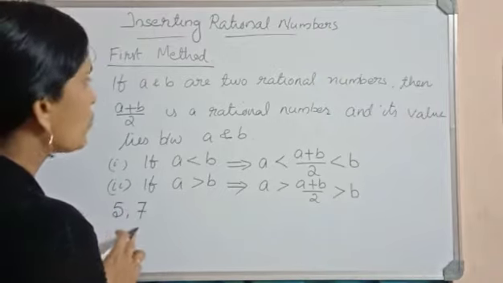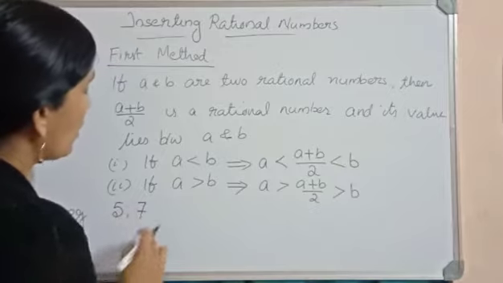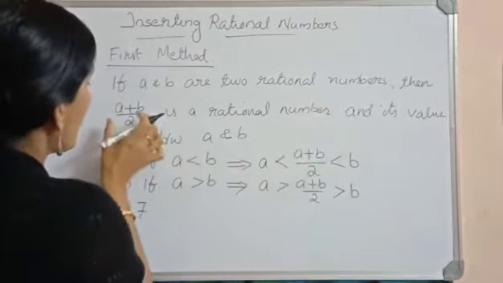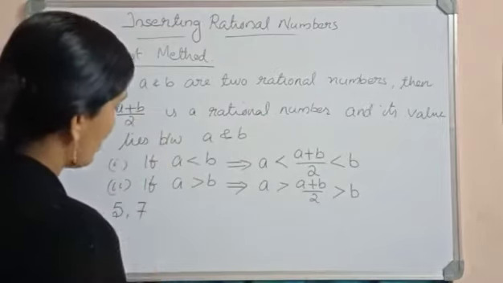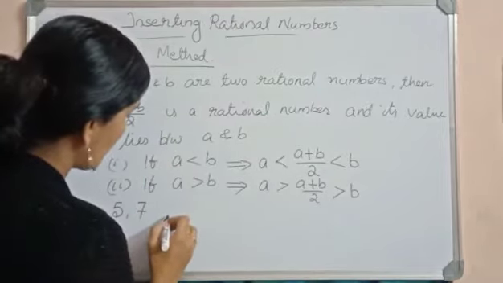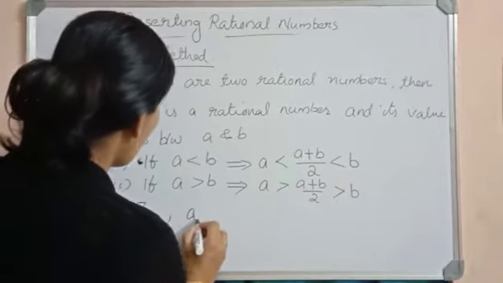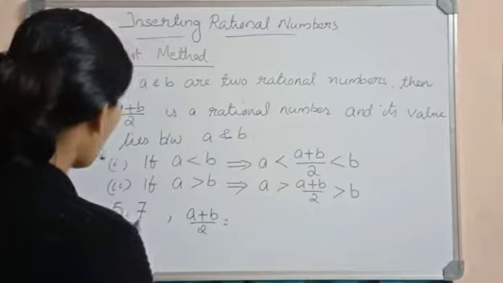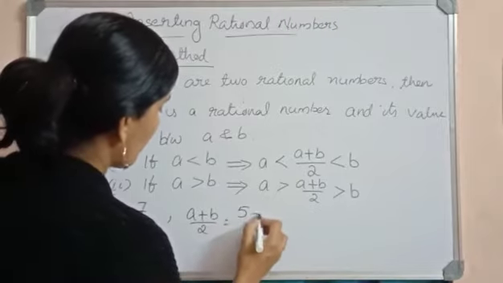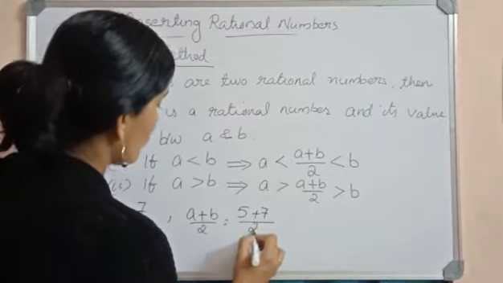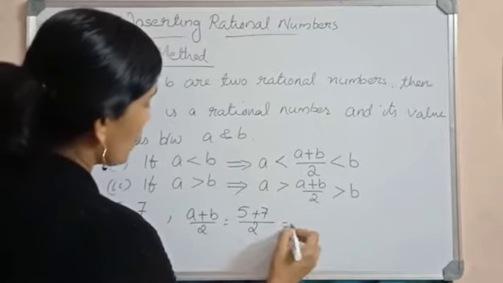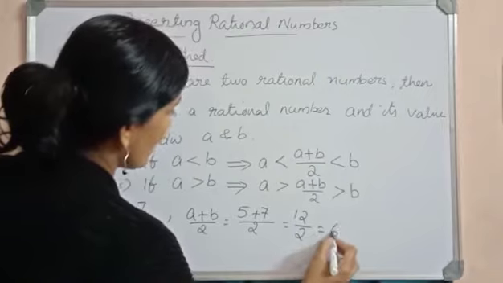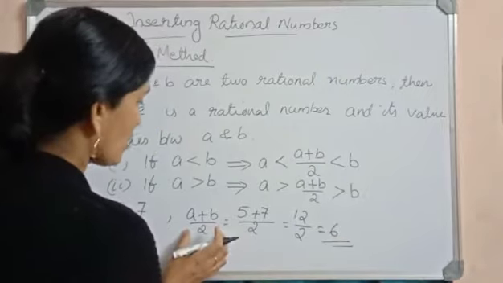We know that these two are rational numbers. So let's find the first part. As per this condition, (a plus b) by 2 is a rational number. Let's find it out. What is (a plus b) by 2? (a plus b) by 2 is equal to (5 plus 7) by 2. So what is the value we are getting? 5 plus 7 is 12. 12 by 2 is 6. The value of (a plus b) by 2 is 6.